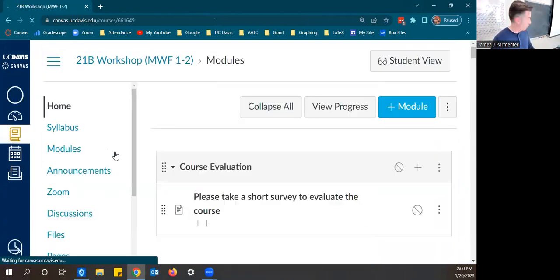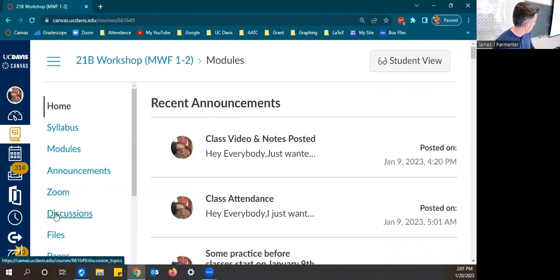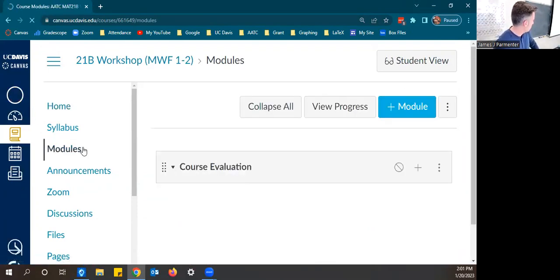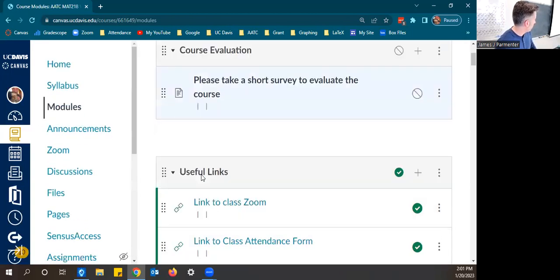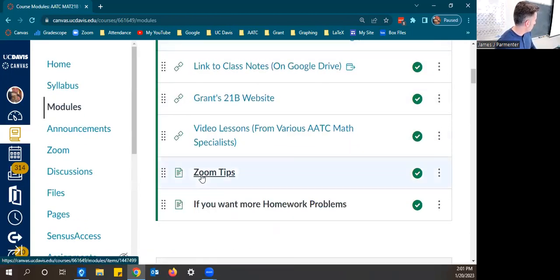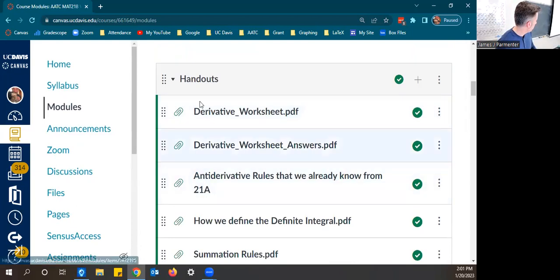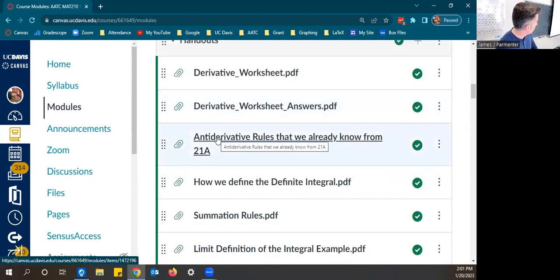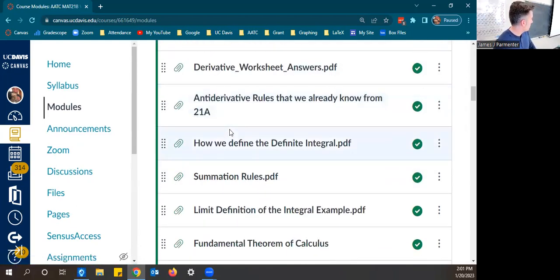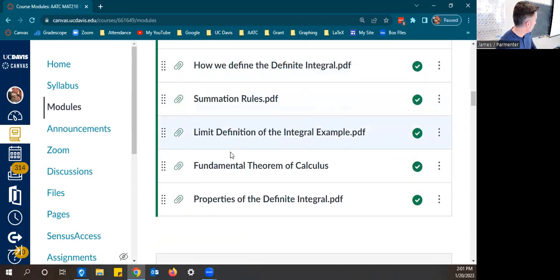So you go to the class. You just go to the home page or over to the modules. I do like going to the modules because then all the announcements don't show up at the top. If you actually click on modules, you don't see those recent announcements, which is fine. Scroll down to the handouts. The handout I was specifically referring to that we were talking about in class today was the fundamental theorem of calculus handout.